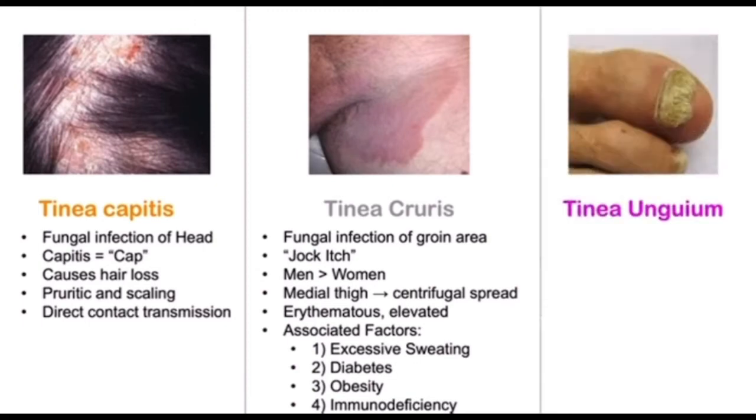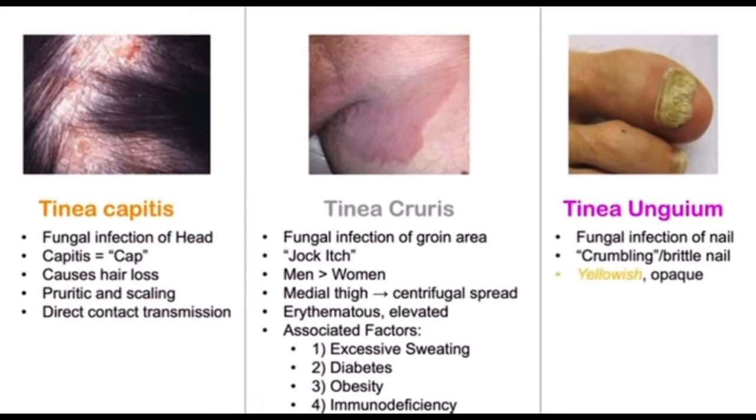The next presentation we're going to talk about is tinea unguum, and this one is basically a fungal infection of the nail. I have an entire lecture on this topic if you want more information. It's also called onychomycosis. It is basically a crumbling, brittle nail, just because the fungi is digesting away the nail itself. It leads to a yellowish, opaque nail, and if you take a look underneath the nail, you get subungual hyperkeratotic debris.